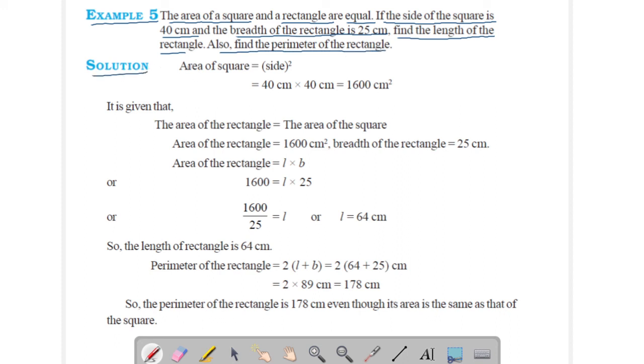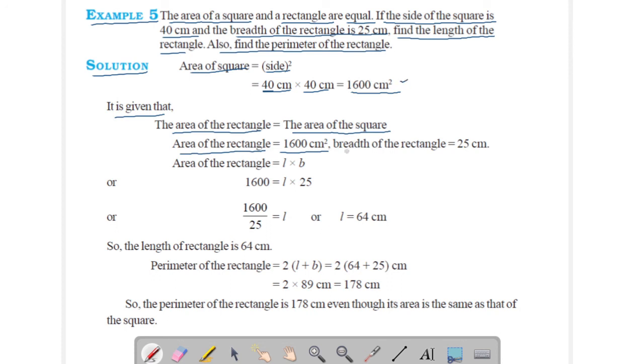See the solution. Here area of a square is equivalent to side square, and here side of square is 40 centimeter. Write it 40 centimeter into 40 centimeter, and if you multiply it you will get 1600 centimeters square. It is given that the area of rectangle is equivalent to the area of a square. Therefore area of rectangle is 1600 centimeter square, because area of square is 1600 centimeters square.